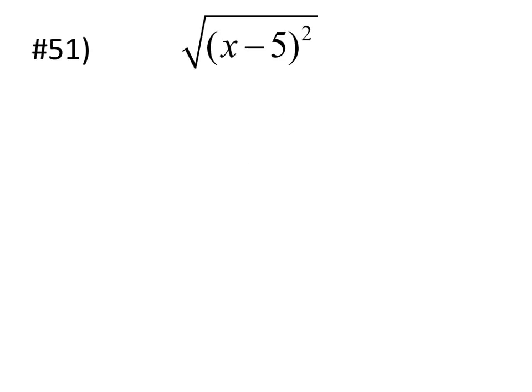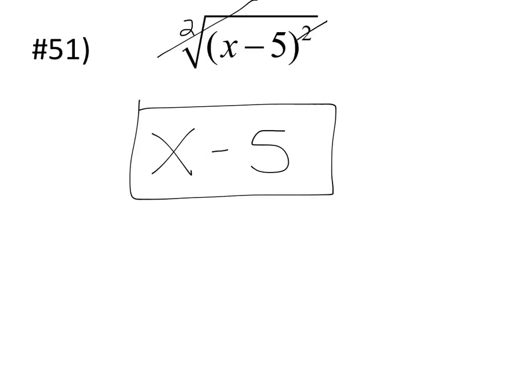Okay, here we have the square root of x minus 5. So remember, square root is an assumed 2 there. Since the index and your exponent are the same, you can just cancel them out, and then your answer is just x minus 5. Don't make it more complicated than it is. That's it.